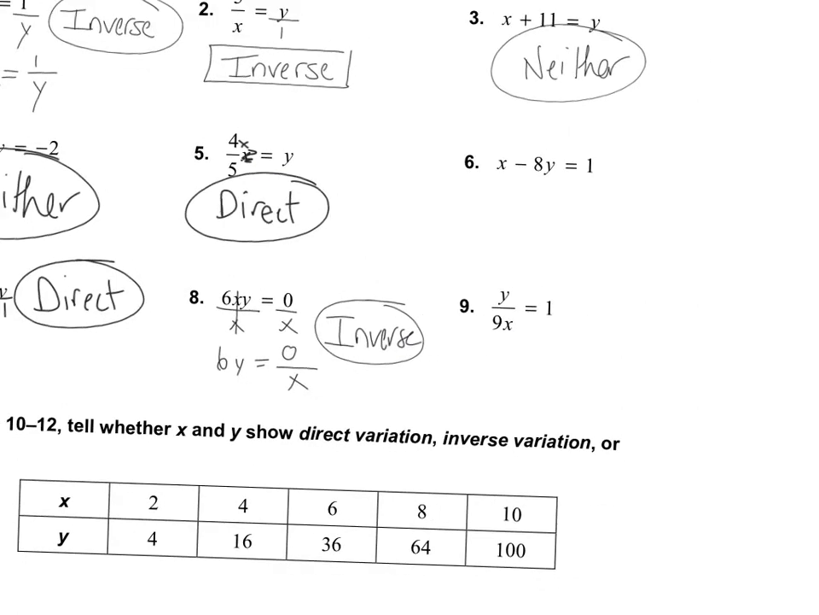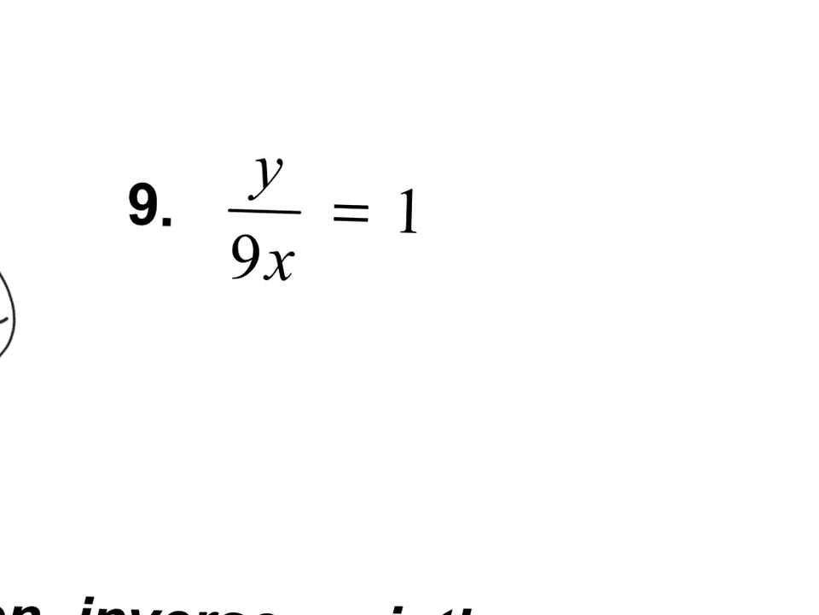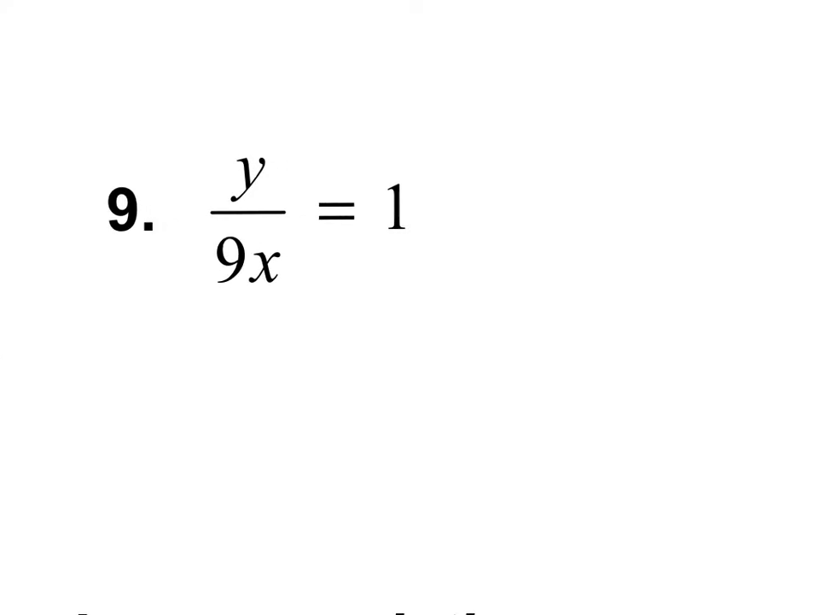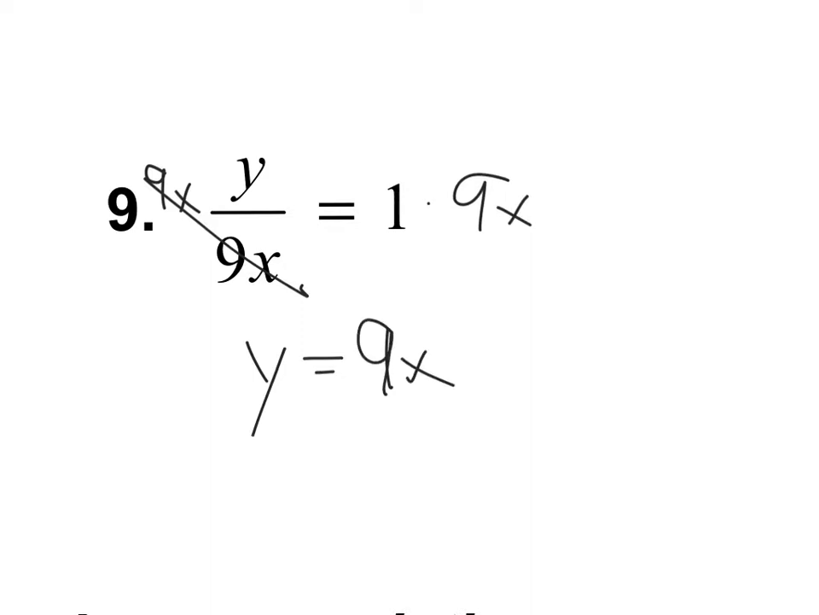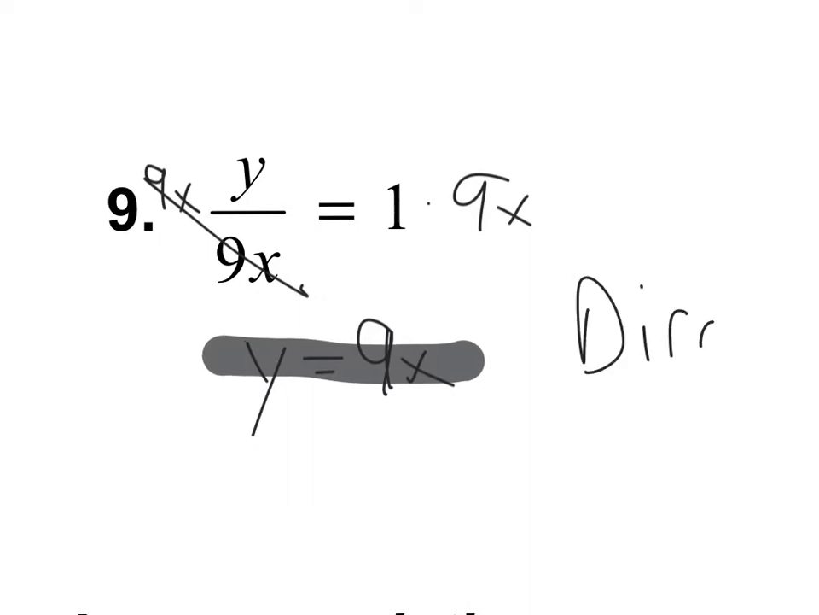And that's that. And 6 would be neither, and 9. They're not on different sides of the equal sign. So I would have to multiply by 9x to get the x over to the other side, and you get y equals 1 times 9x, or 9x. And as you can see, they're on the same side of the fraction line. Therefore, this is direct.